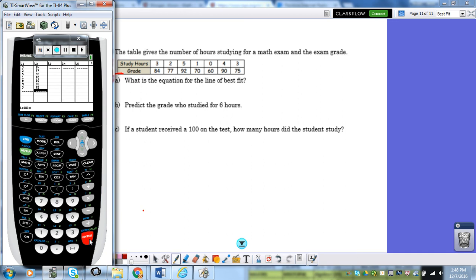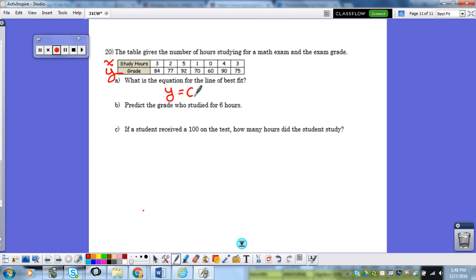To do that, you hit stat, go to calc, and go to 4. Calc 4 gives you the line of regression. Do calculate all the way down, and it tells you the numbers. So you find your A, your B, plug it in. So it is y equals 6.31x plus 62.05, rounded to 2 decimal places.